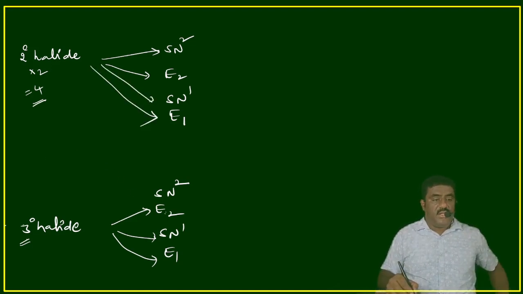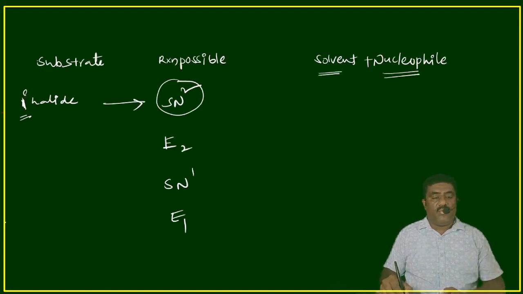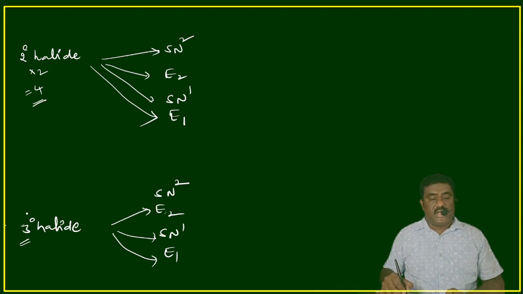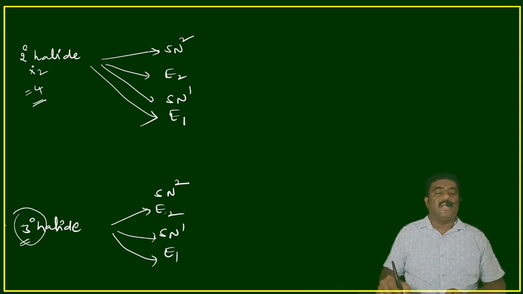Once again, look at this primary halide, 1 prime. The first one is SN2. Tertiary halide, 3 degree, remaining 3: E2, SN1, E1. Secondary halide, 2 degree, 2 into 2 is 4, so all the remaining reactions.